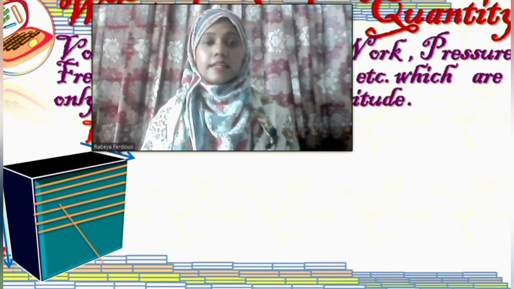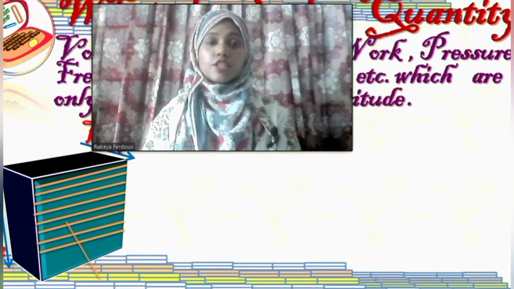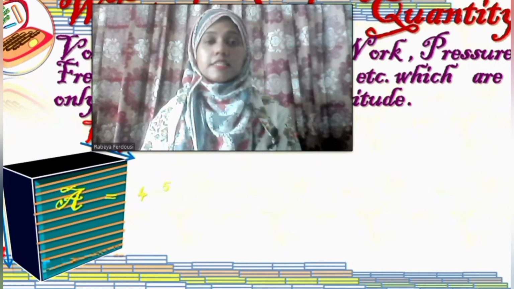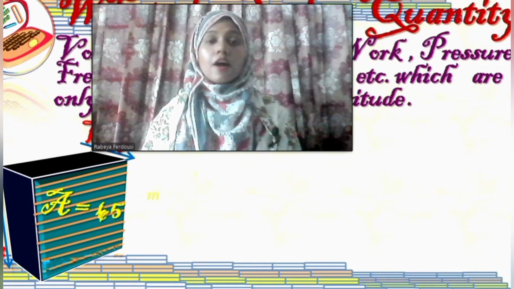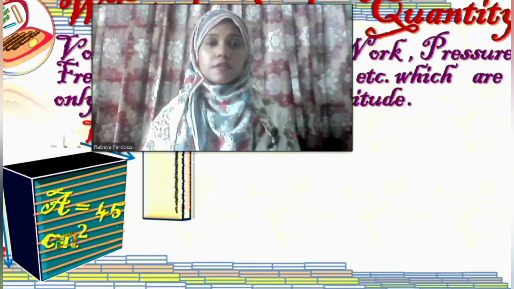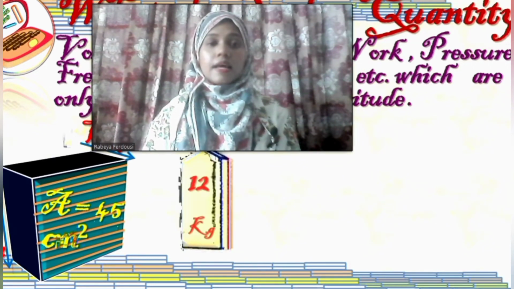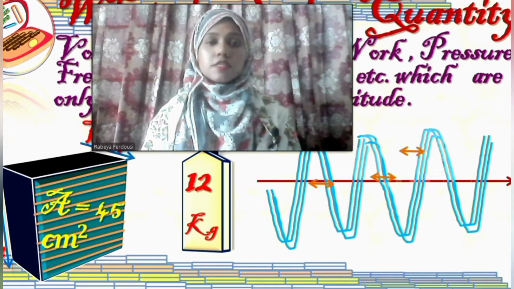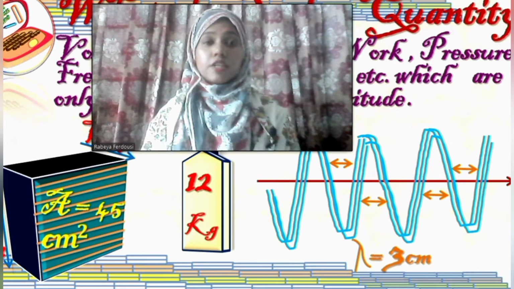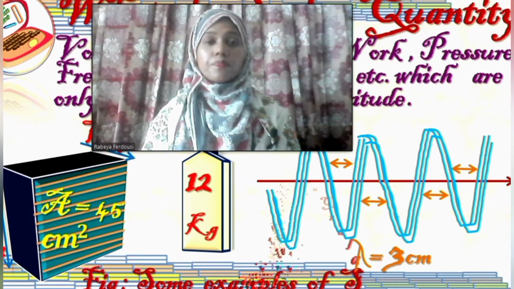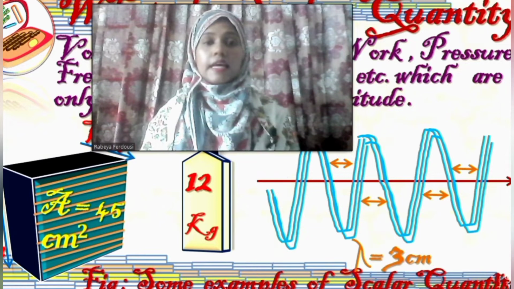Again, the area of this box is 45 cm square, which is the multiplication of length and height of this box. Here we can see the area of this box does not have any type of direction. It only expresses the size of this box. So, again, the area of this box is an example of scalar quantity.